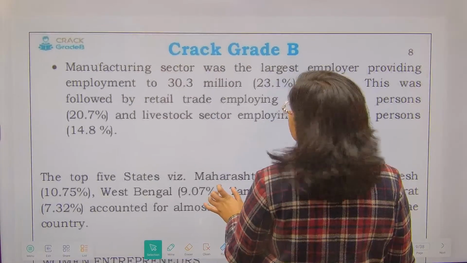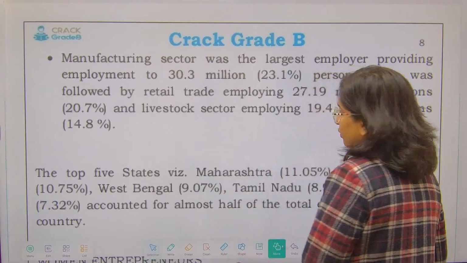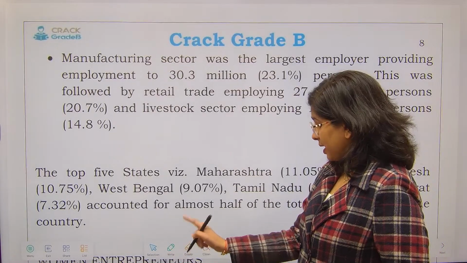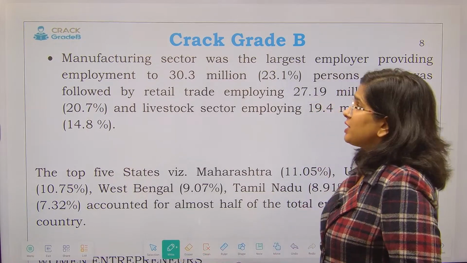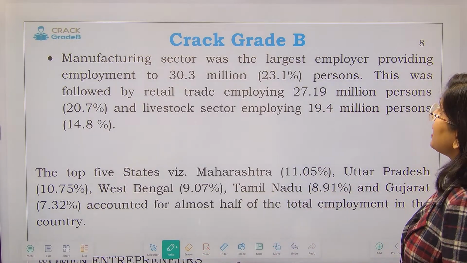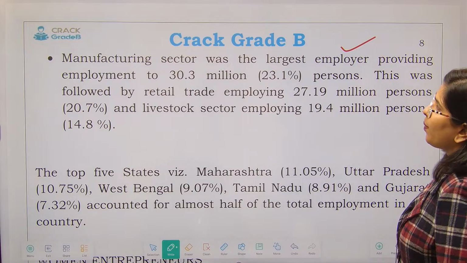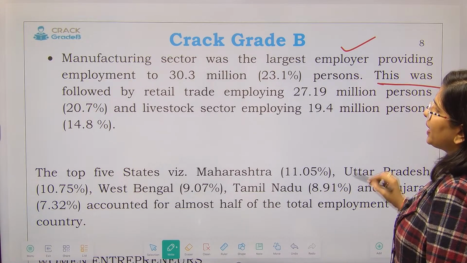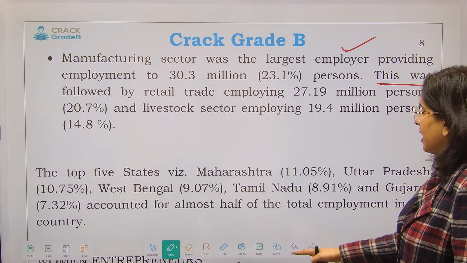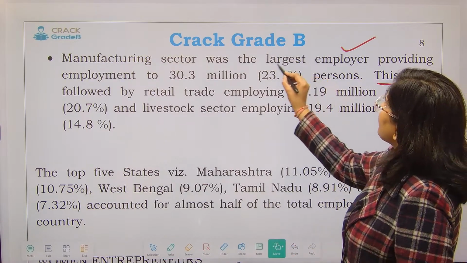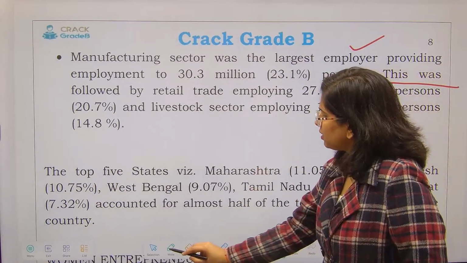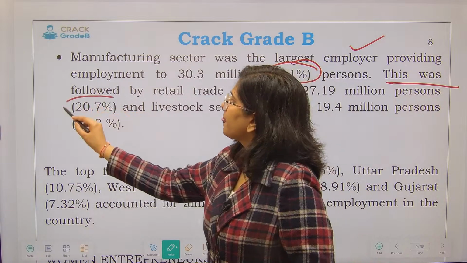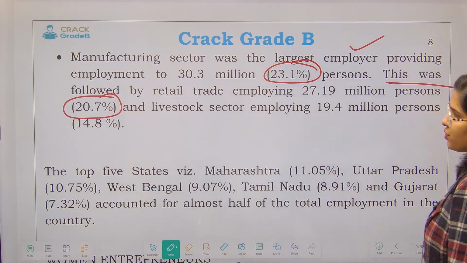Lastly, this data is something where we can pay a little bit of attention. Manufacturing sector has been the largest employer as per your economic census, right? It was the largest employer, providing employment to 30.3 million, that means 23% persons. This was followed by the retail trade, and then the livestock sector. So manufacturing, then retail trade, right? And then livestock sector.